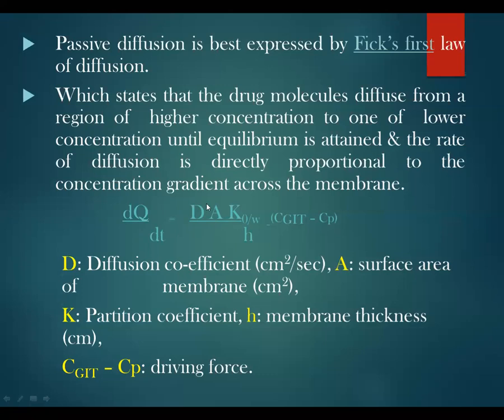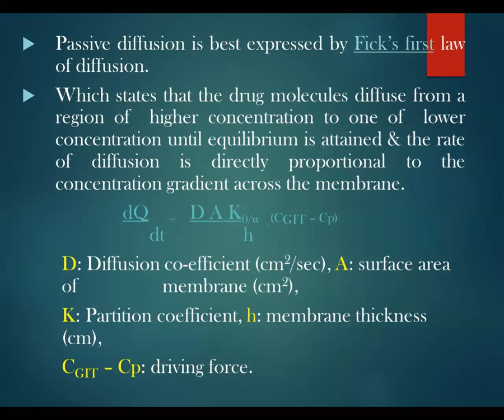So the rate of change of diffusion with respect to time is given by D into A into K, that is the oil in water coefficient. D is the diffusion coefficient of the drug molecule, which is an inbuilt property of the drug molecule. A is the surface area where exactly the diffusion is happening, and K is called the oil in water coefficient, which gives us an idea about the hydrophilicity and the lipophilicity of the drug molecule, and h is the membrane thickness. The next one is C GIT, the GI concentration, and the plasma concentration: the difference in the drug concentration in the GIT and the drug concentration in plasma.